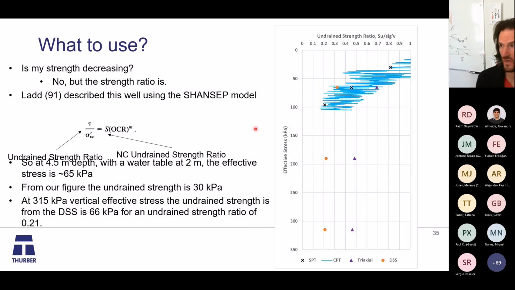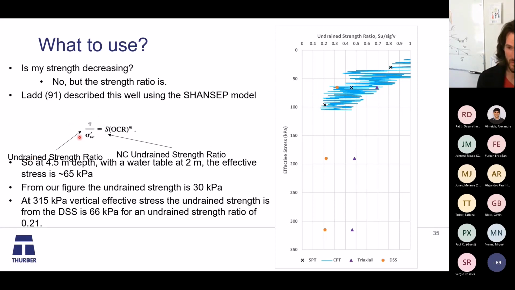So the first question, again, we're showing undrained strength ratio. So this is my undrained strength divided by the vertical effective stress. So is my strength decreasing? No, but my strength ratio is. There's a good paper by Charles Ladd, Stability of Stage Construction is the paper, and it introduces a SHANSEP model. And it's useful in understanding what we're talking about here.